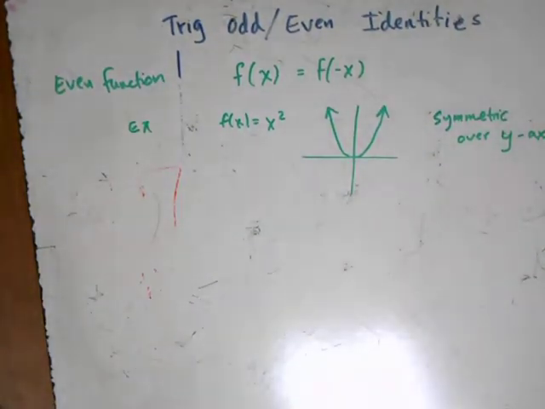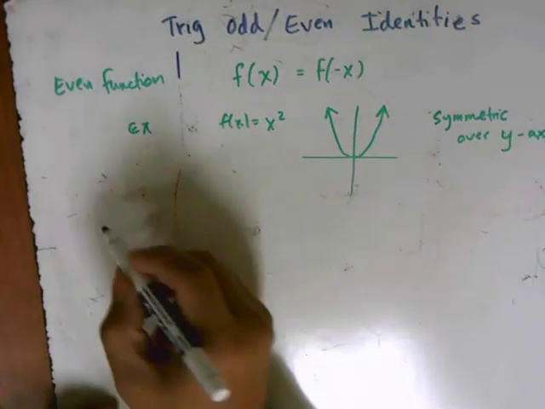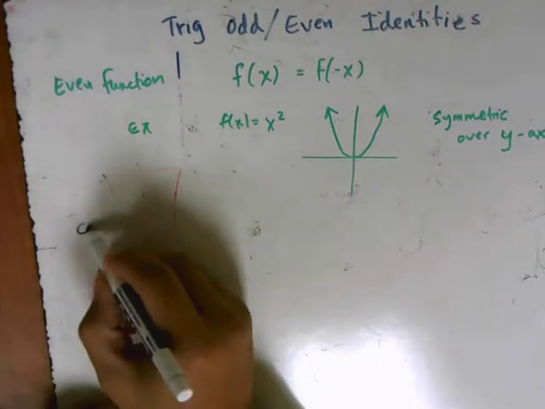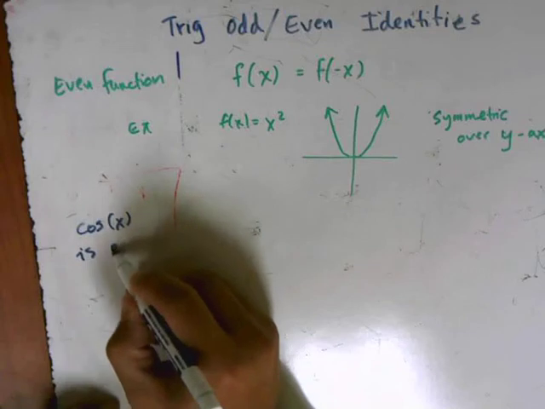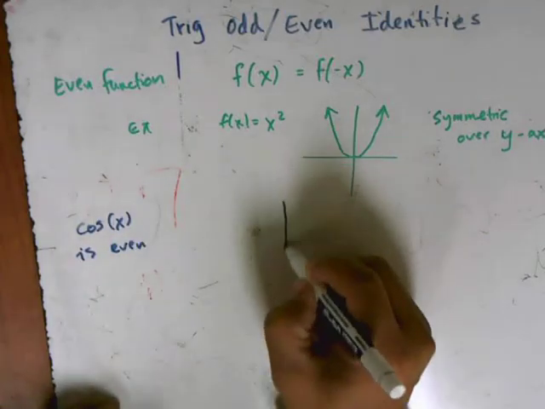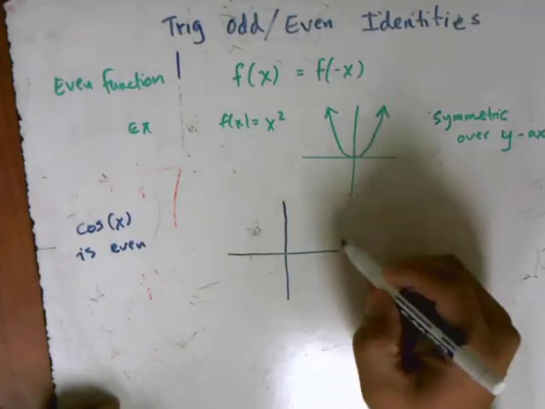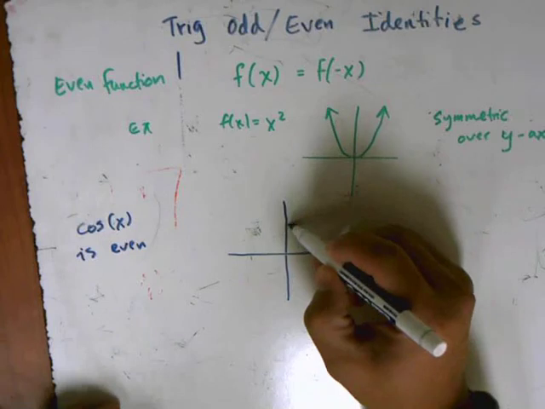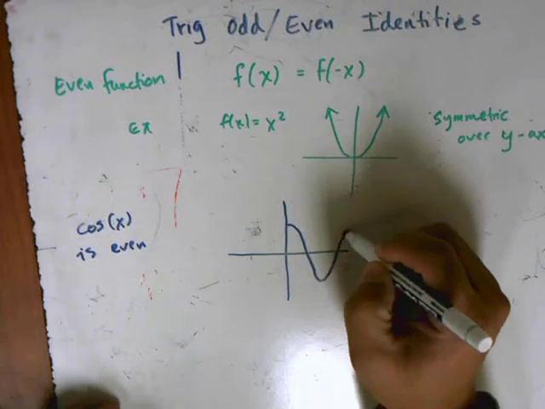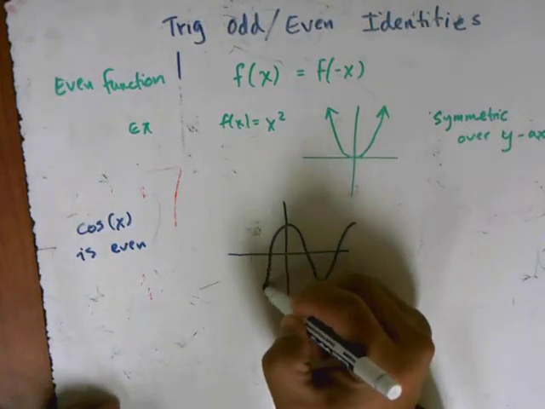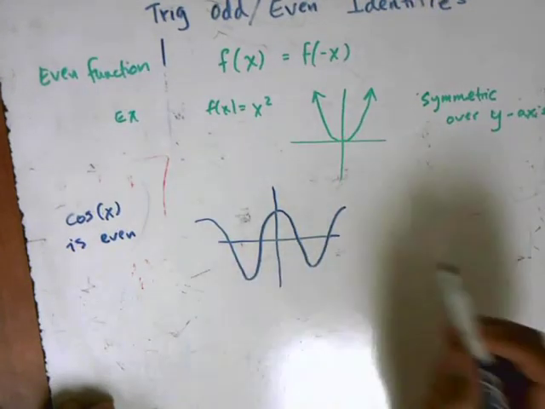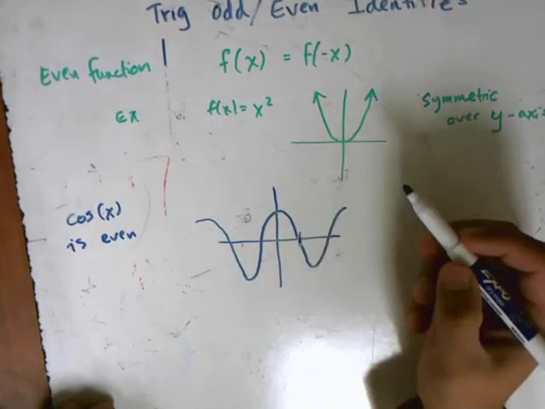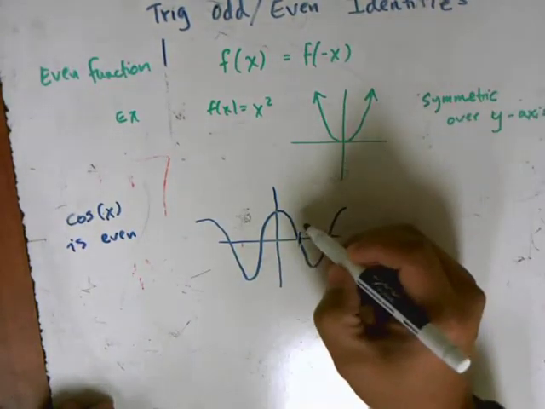And so one of the important results from this, if we look at the trig function cosine of x, is that this is also even. So if we look at the graph of cosine, it starts up here, goes down, goes back up. On the left side it also goes down, goes back up. And you can certainly check this on a calculator.